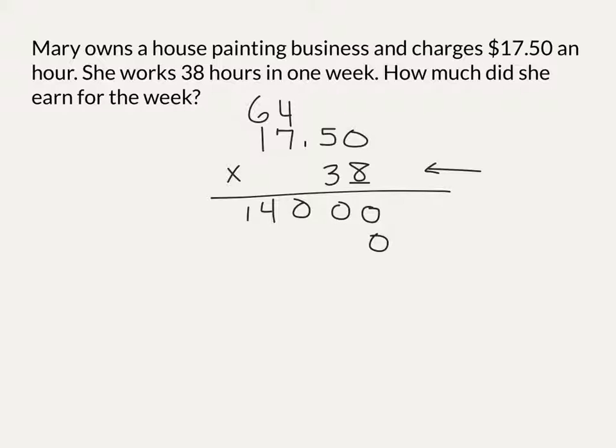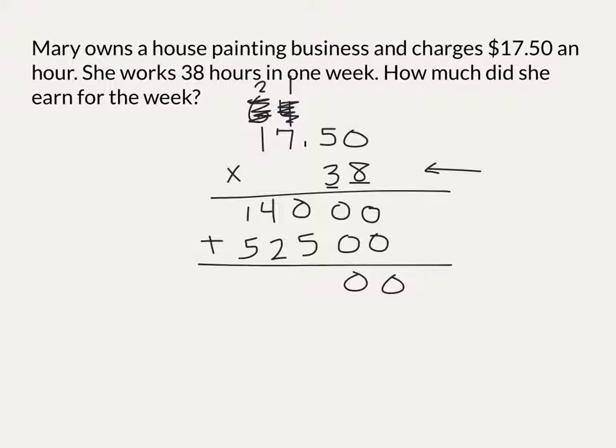Now we need to add a placeholder of 0 in our second line, and we're going to multiply the 3 by every number. So we have 3 times 0, which is 0, 3 times 5, which is 15, 3 times 7, which is 21, plus the 1 that we carried is 22, 3 times 1 is 3, plus 2 is 5. Next, we'll add the values together.